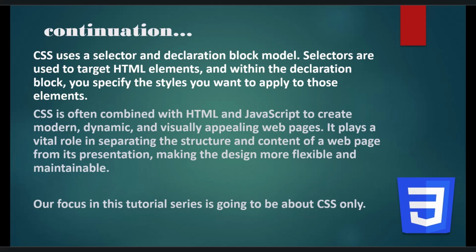CSS uses a selector and declaration block model. Selectors are used to target HTML elements, and within the declaration block, you specify the styles you want to apply to those elements. CSS is often combined with HTML and JavaScript to create modern, dynamic, and visually appealing web pages. It plays a vital role in separating the structure and content of a web page from its presentation, making the design more flexible and maintainable. So in this crash course, we'll focus on writing CSS only in order to use it to style our website or web pages.